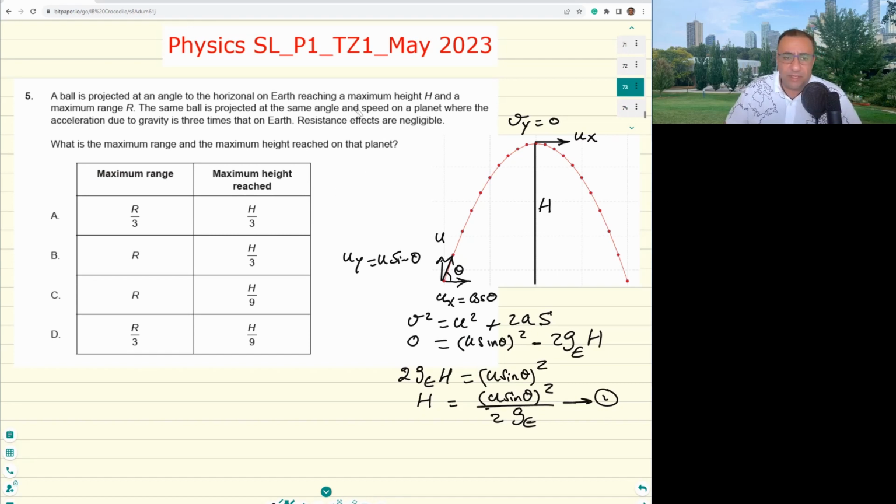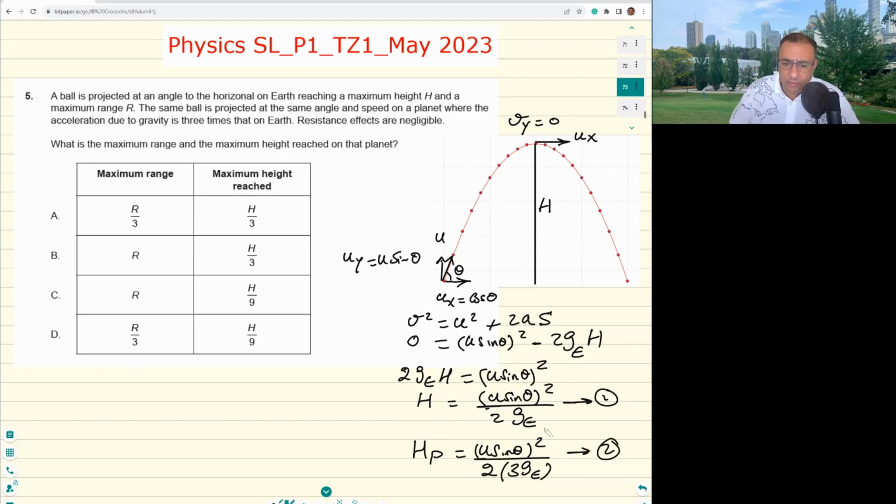Now, what about on the planet? On the planet, the acceleration due to gravity is 3 times that on Earth. And of course the question says the same speed and the same angle, so we have the same u and the same theta, they did not change. So now the h on the planet is going to be u sine theta all to the power of 2 over 2, and instead of g sub e, I'm going to replace it by 3 times g sub e. Basically the g sub p, or g of the planet, is 3 times g sub e. Let's call this equation 2.